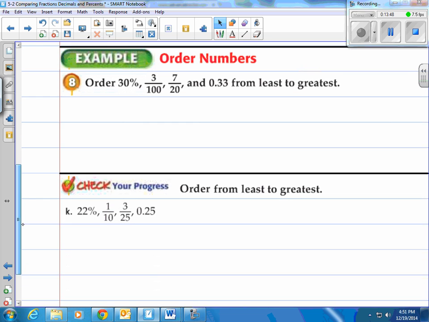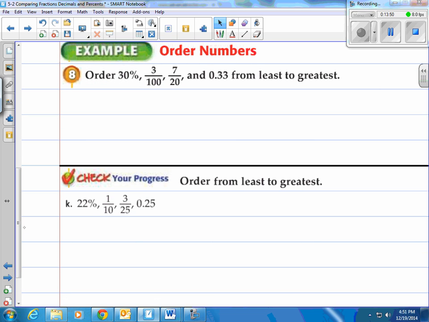All right, and our last example here. Ordering numbers. We'll take a look at these numbers. They have 30%, 3 over 100, 7 over 20, and 0.33. And they want you to put those in order from least to greatest. Well, step 1, put them all into the same type of number. In this case, they're changing everything into percent, which is a very good way to do these. Many times you'll probably do that.